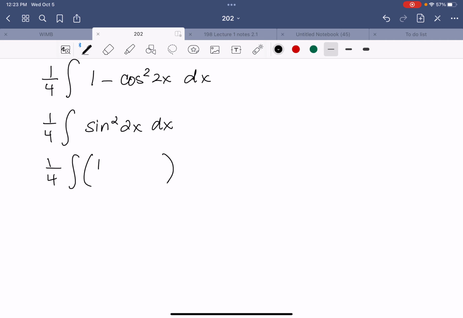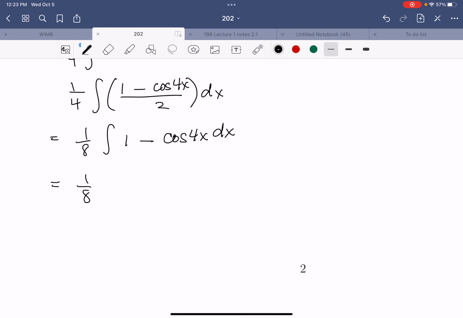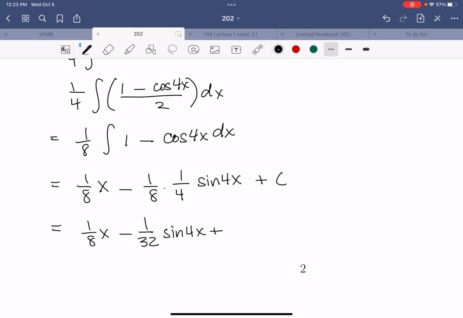And then I'm going to use my identity again. So for sine squared, that's 1 minus cosine, and I double the angle. So it was 2x, now it's going to be 4x over 2 dx. That gives me 1/8 times the integral of 1 minus cosine of 4x dx, and now that's something I can work with. So this is 1/8 x minus 1/8 times, and cosine of 4x, we get a baby u sub, pops out the 1/4. Antiderivative of cosine is sine 4x plus a constant. So we get 1/8 x minus 1/32 sine of 4x plus a constant.